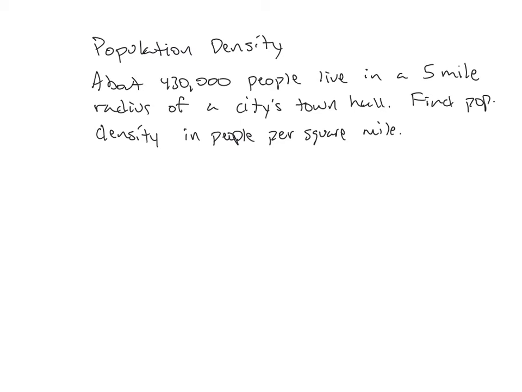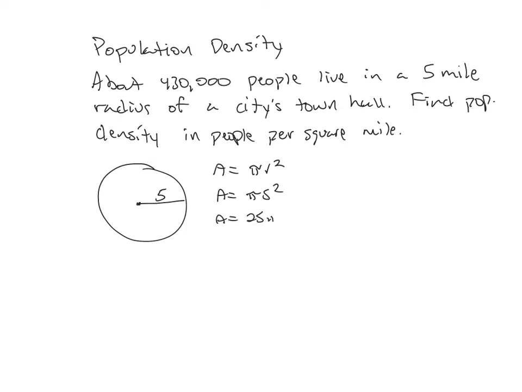So, if you kind of picture, we've got this five-mile radius, and there's 430,000 people live inside that circle. So I need to find the area. It's pi r squared, and then we always put the number in the front, so it's not like r squared pi, but it's no big deal.